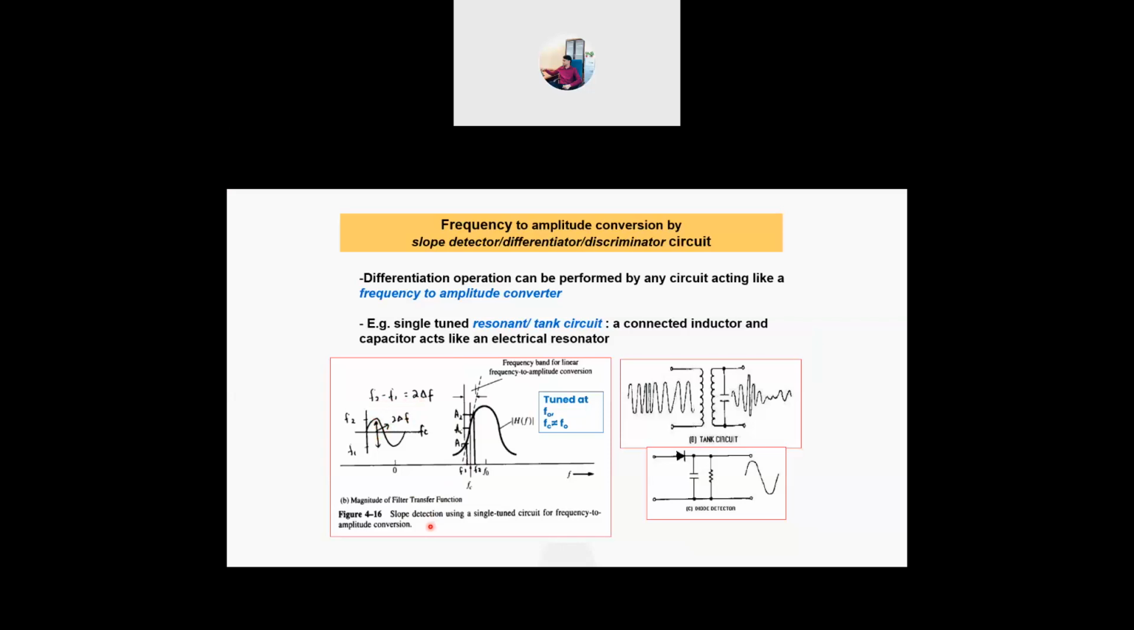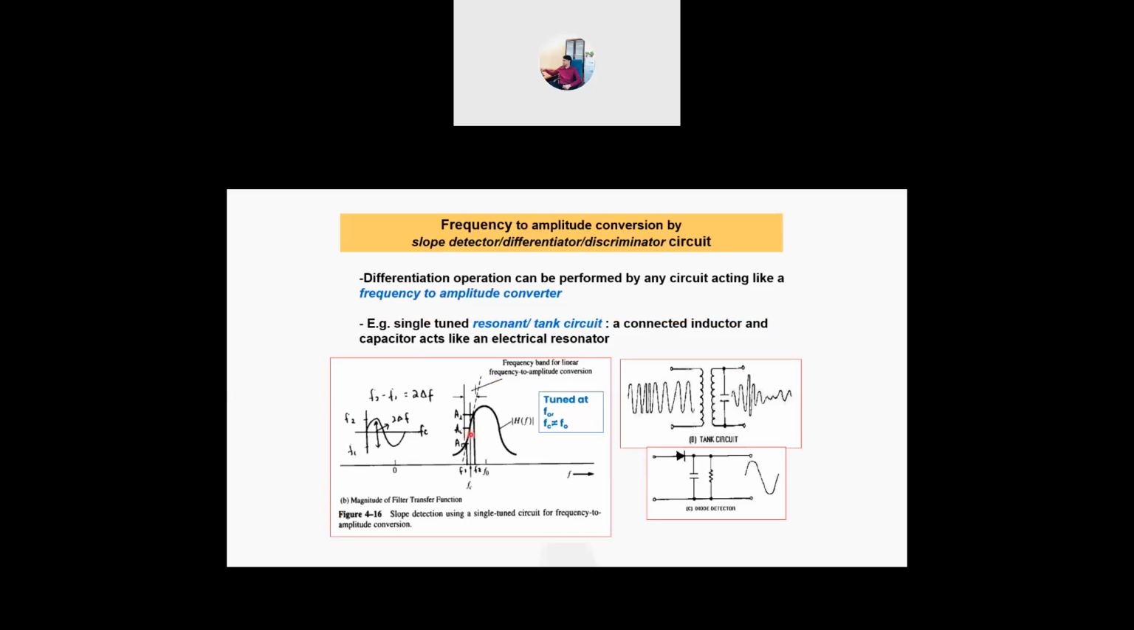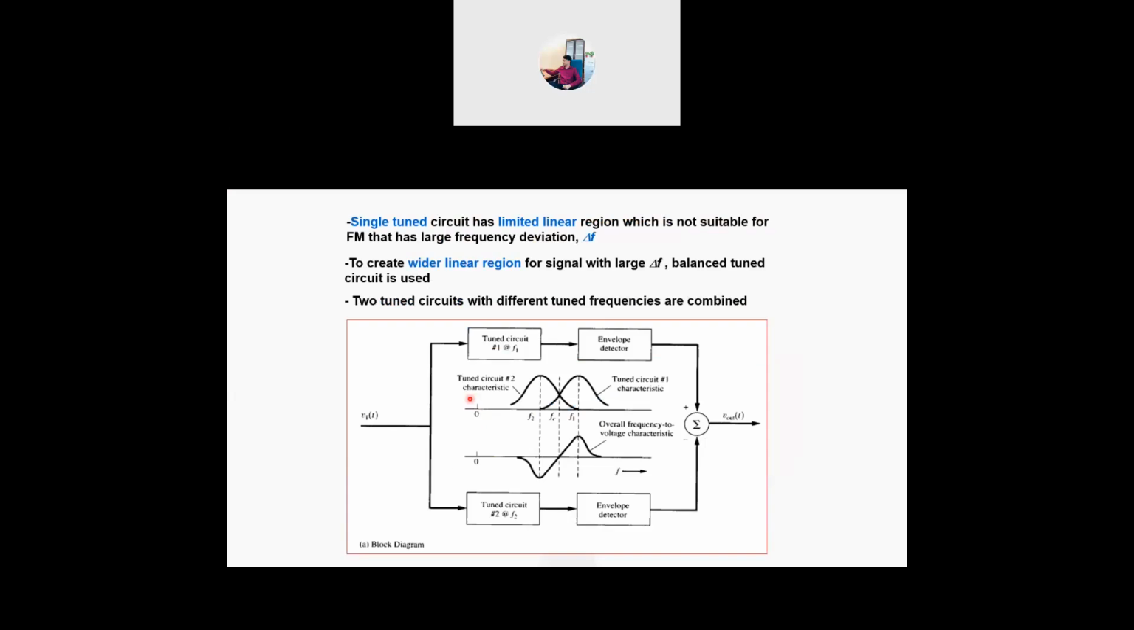Okay, slope detection using a single tune circuit for frequency to amplitude conversion. This is the circuit that will perform the conversions, and this is the corresponding graph. A single tune circuit has a limited linear region, as you can see. We only have this linear region, which is very limited and not suitable for FM that has large frequency deviation, delta f. So we need to solve this issue.